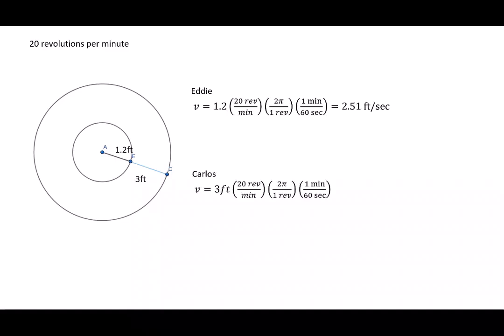The only thing I need to do to switch from Eddie to Carlos is change the radius of the circle. So instead of 1.2 feet, I have 3 feet. All the other conversions stay the same, so I simply put this into my calculator, and I get that this will be equal to 6.28 feet per second. So you can see there is a much bigger linear speed for Carlos standing further from the center than there is from Eddie being closer to the center of the merry-go-round.